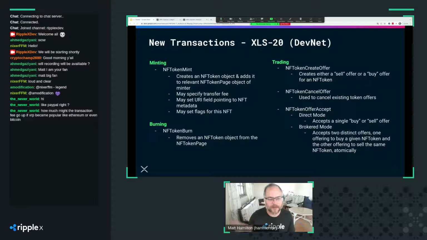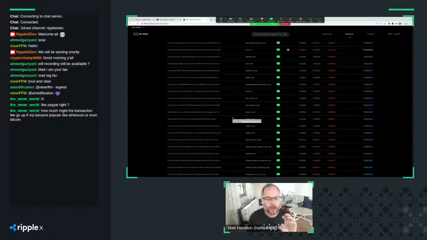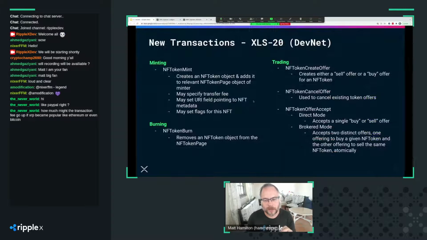Now, what's cool about XLS20. Now, this is live on the DevNet of the XRP Ledger. It's not live on mainnet yet. The XRP Ledger is decentralized. What has to happen is a proposal called an amendment is put to the network, and the validators, all of these nodes that I kind of showed earlier on here around the world, they have to vote on the approval of that amendment. So XLS20 is not live at the moment. An amendment will probably be put to the network sometime in the next month or so, and then it'll be up to the network to then vote on it.